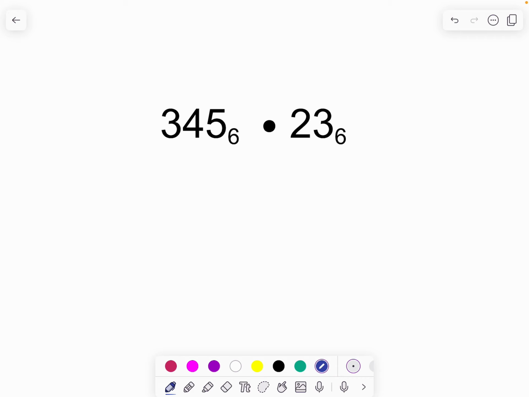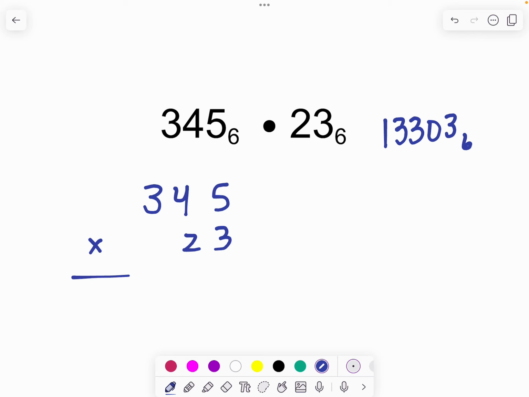All right, so our correct answer here will be 13306, or I'm sorry, 13303 in base 6. So the way that we get that answer, we have the 345 and the 23, and I also find that as my numbers have more places, it's helpful to switch colors and do work off to the side and so on.